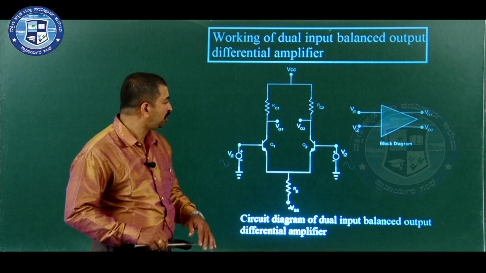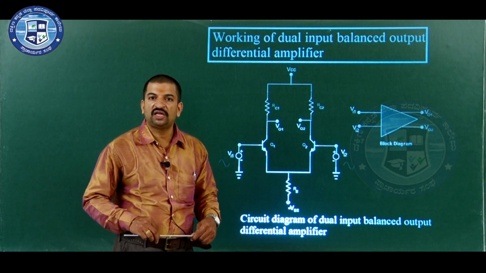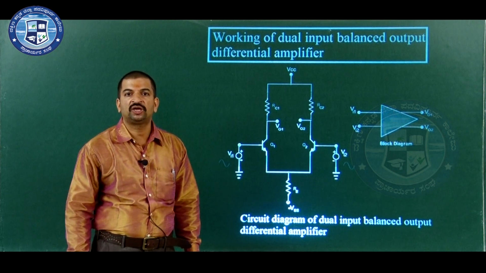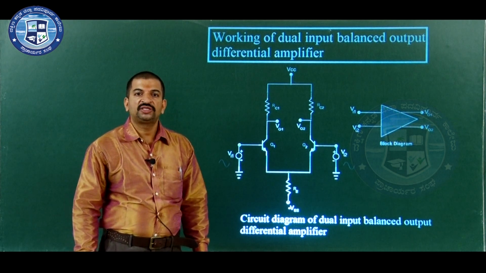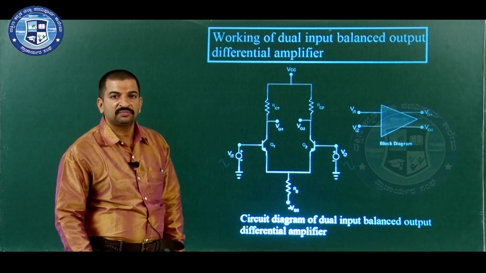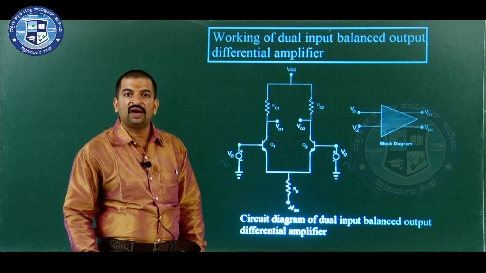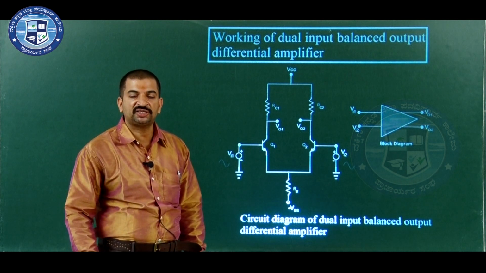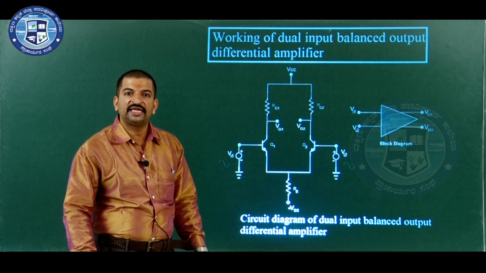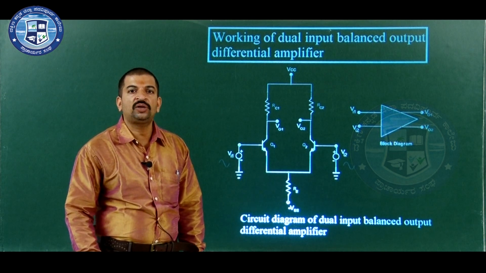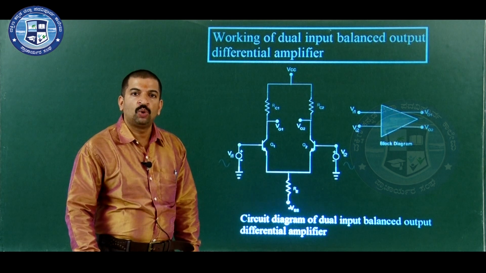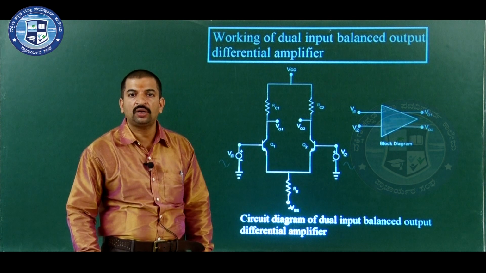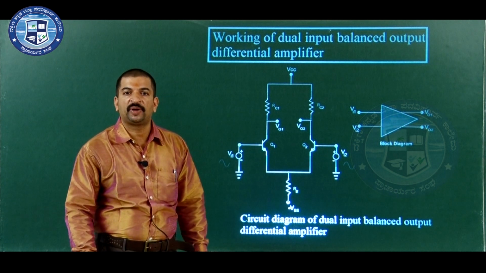Now, in order to analyze the working of the circuit, we use what is known as the superposition theorem. The superposition theorem states that in any linear bilateral network consisting of fixed sources and resistances, the voltage across any specified terminal is equal to the algebraic sum of the voltage drops caused by individual voltage sources acting alone, while other sources are non-operative.